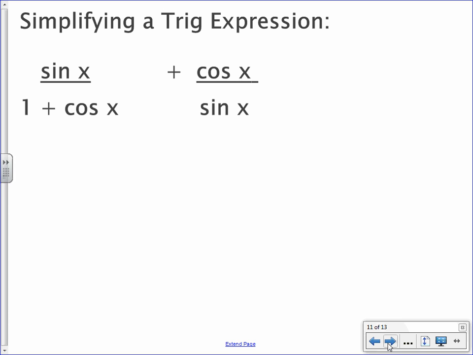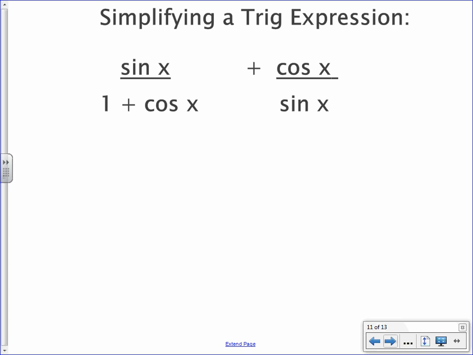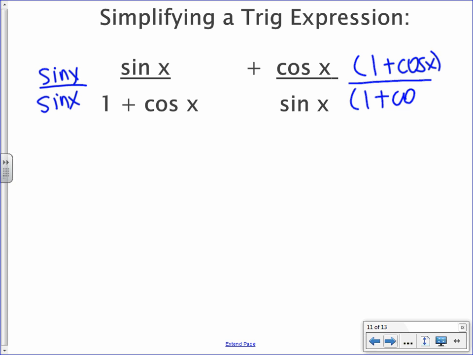Okay, what are we going to have to do? We have two fractions, which means we're going to have to find a common denominator. So for our common denominator, this one needs sine of x over sine of x here. This one needs 1 plus cosine x over 1 plus cosine x. Okay?